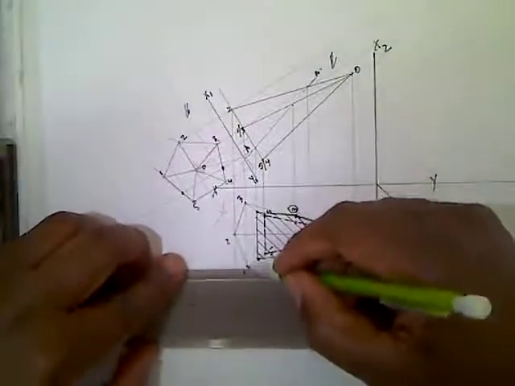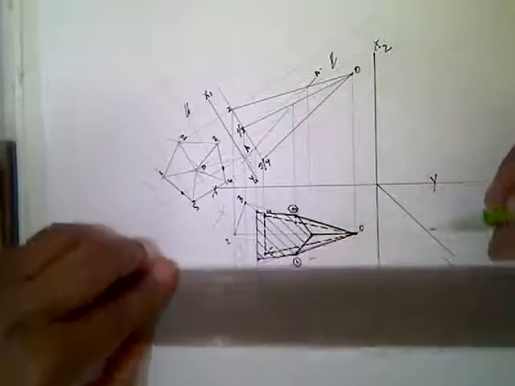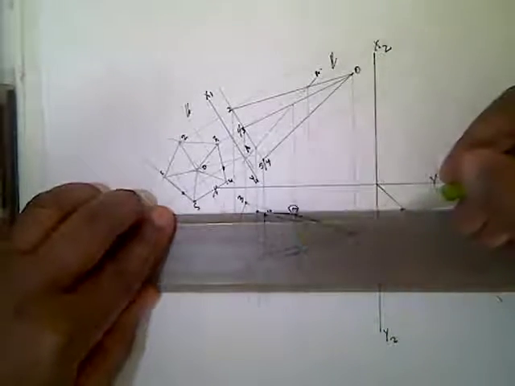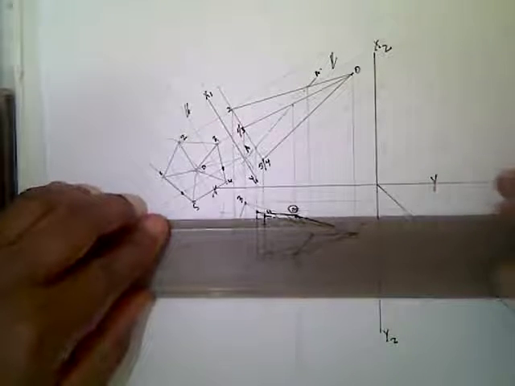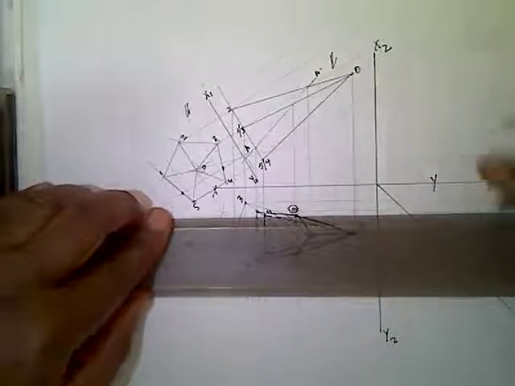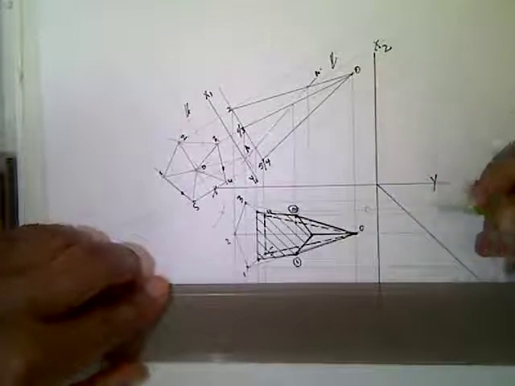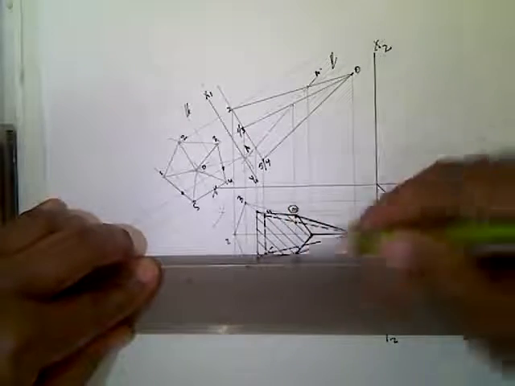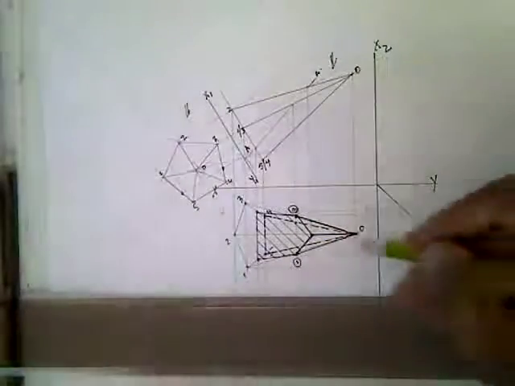Now 1 is here, 2 is there, 3 is there, 4 is here, 5 is there. Where is 4? I took it from the wrong part. Wait, 4 is here, not there. That one is not 4. 4 is here. 5 is there. We're not talking about the cut surface. 5 is here. And 0 is in line with 2 on the side.